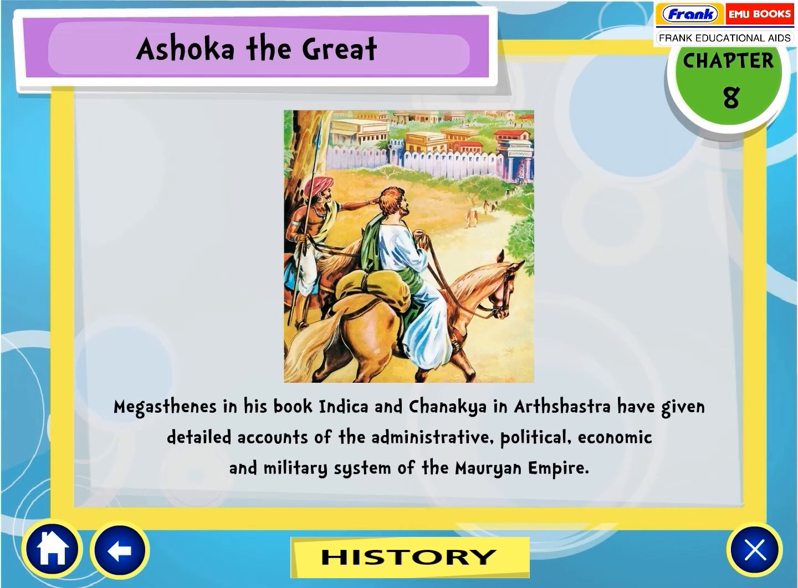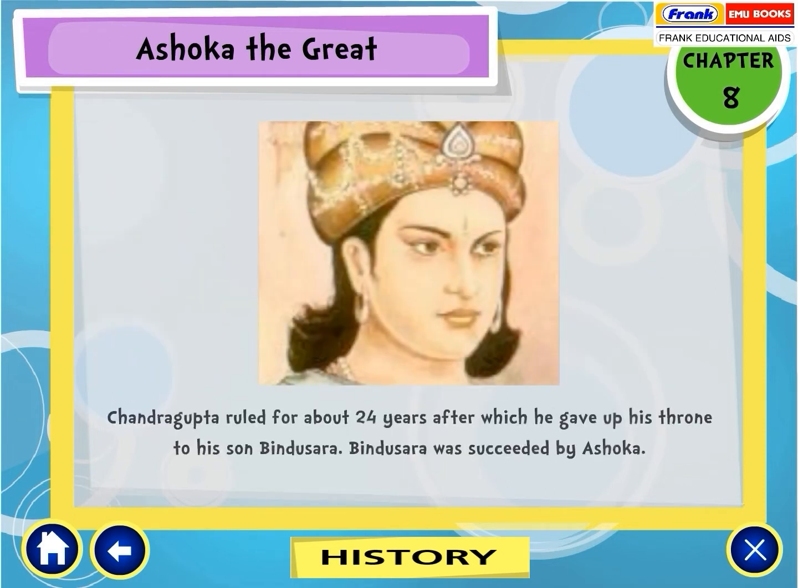Megasthenes in his book Indica and Chanakya in Arthashastra have given detailed accounts of the administrative, political, economic and military system of the Mauryan Empire. Chandragupta ruled for about 24 years, after which he gave up his throne to his son Bindusara. Bindusara was succeeded by Ashoka.